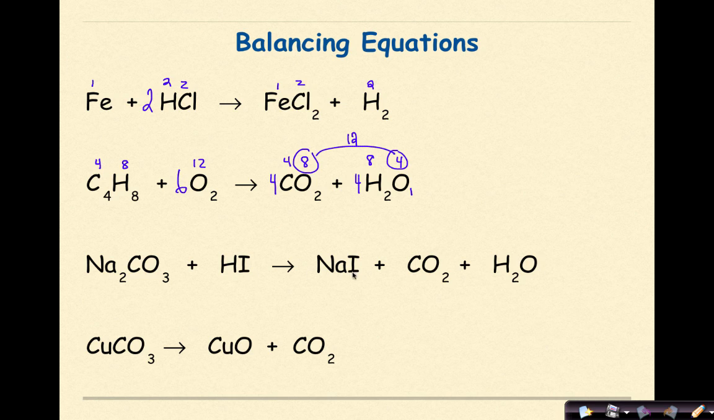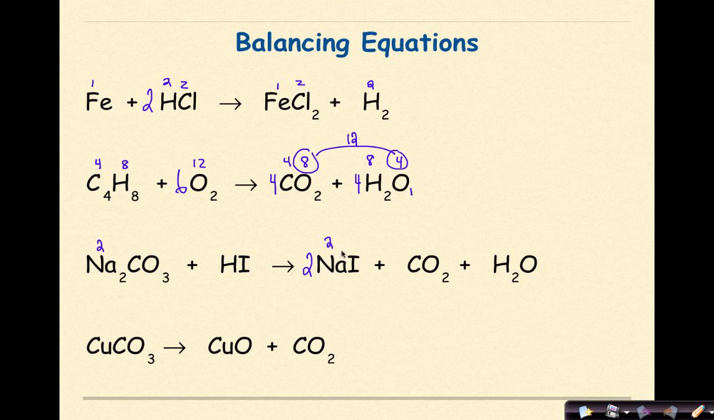Na2CO3 plus HI yields NaI plus CO2 plus H2O. Looking a little nasty. Yes, it is, but let's take this slowly. I'm going to start with the sodium. So 2 sodium. I'm going to need 2 sodiums over here. All right, so that means my sodiums are now initially balanced.